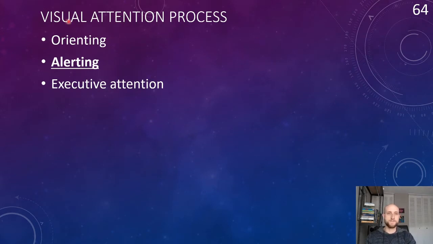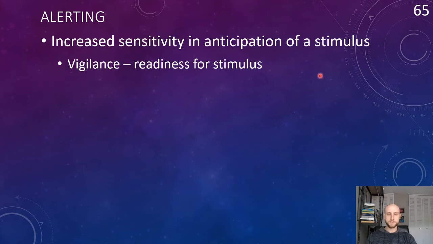The next process, after orienting, is alerting. And alerting comes more as a bottom-up type process. And so alerting would be increased sensitivity in anticipation of a stimulus that we think is going to come towards us. So this increased level of arousal or anticipation, arousal in a physiological sense, is called vigilance, right? That we are becoming a little more vigilant, a little more ready, prepared to respond when we feel like a stimulus is about to appear or is approaching.